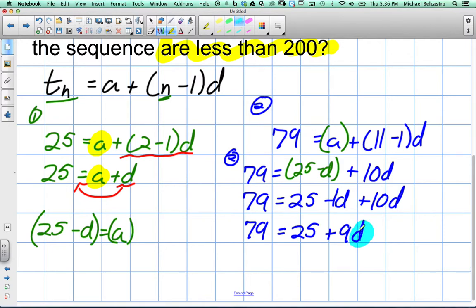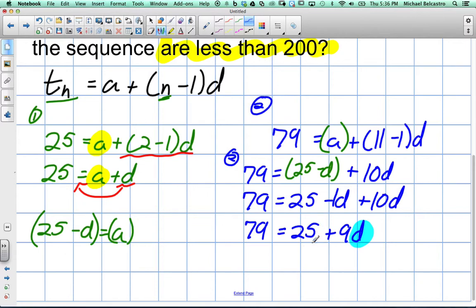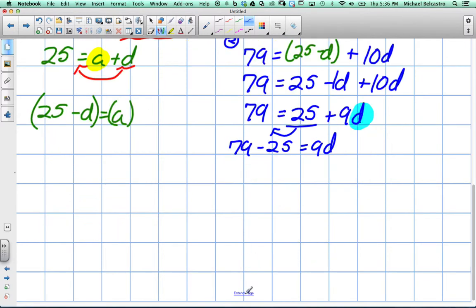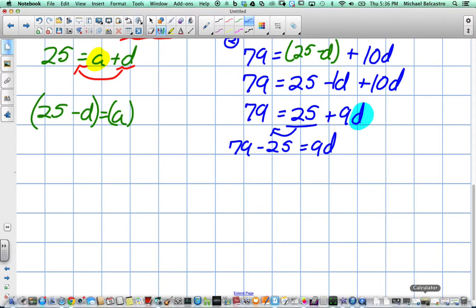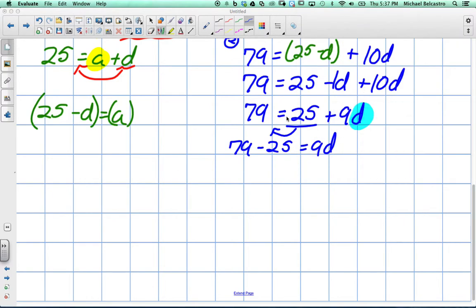So we want to get D by itself. We've got to move the 25 to the other side, and when I move it to the other side, it'll become negative. 79 minus 25 equals 9D. When we do that, I think it's going to be 54. We better use a calculator just to make sure. Let's do 79 minus 25. 54. Great. So we get 54.